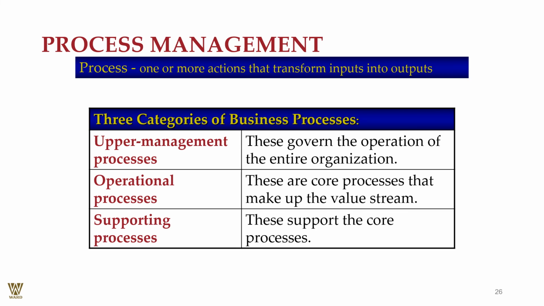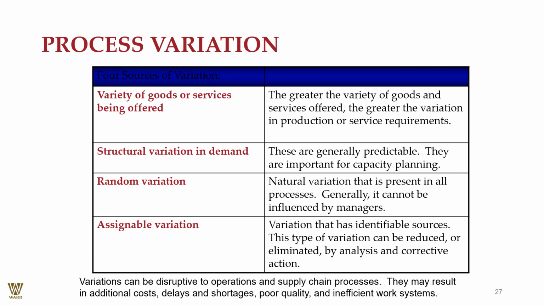We need to have these three categories of business process. You remember the upper management process, the operational process, and the supporting process. The upper management process governs the operation of the entire organization, whereas the operational process looks only at the core process that makes up the value stream, and everybody might be responsible for a different value stream, mind you. And the supporting process, these are the people who are going to support the core processes altogether. Remember, a process is one or more actions that transform input into output.